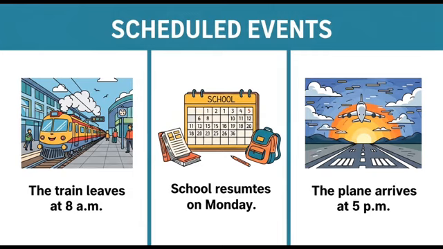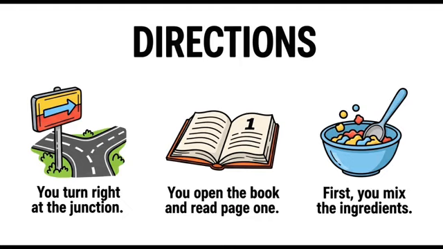Scheduled events. We use it for timetables and fixed future plans. The train leaves at 8 a.m. School resumes on Monday. The plane arrives at 5 p.m. Instructions and directions. We use it when giving steps or directions. You turn right at the junction. You open the book and read page 1. First, you mix the ingredients.